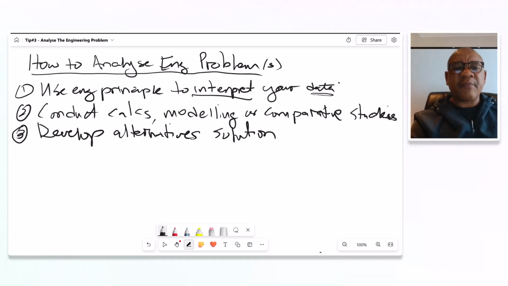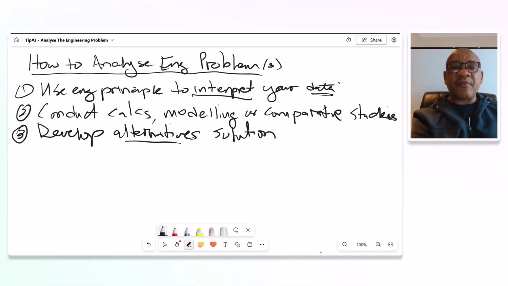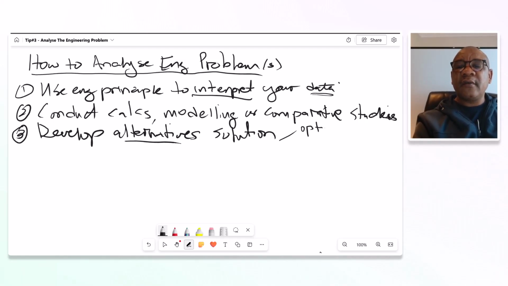I've read over 1,000 reports of candidates that I'm helping with the EXA process. And I've seen a lot of reports where candidates don't actually show alternative solutions. Here's the problem. We have defined it. We have investigated the problem. Now we are analyzing the problem. What are the alternative solutions? So it could be option 1 solution, option 2, and option 3.